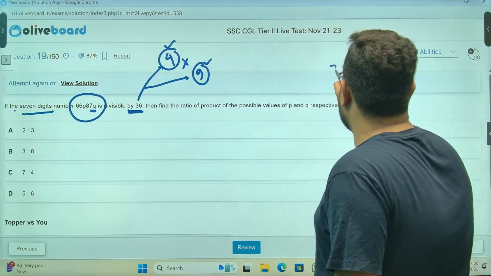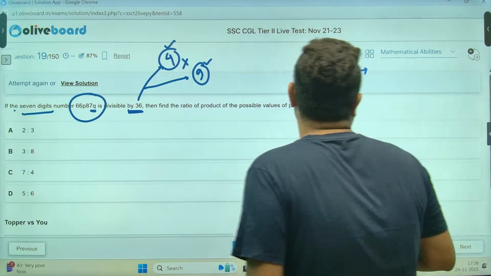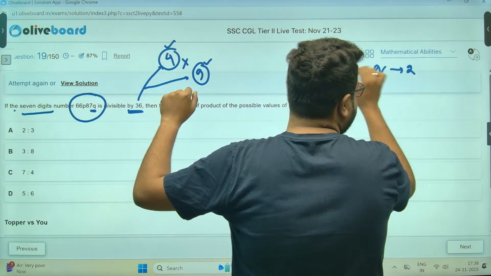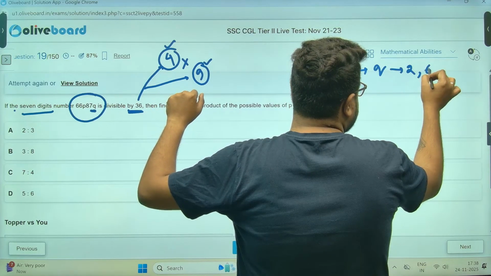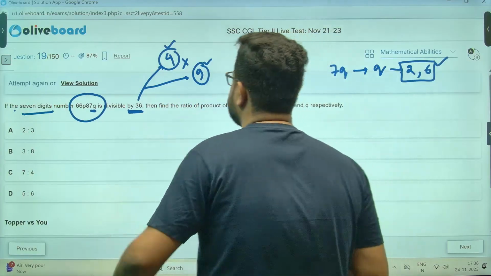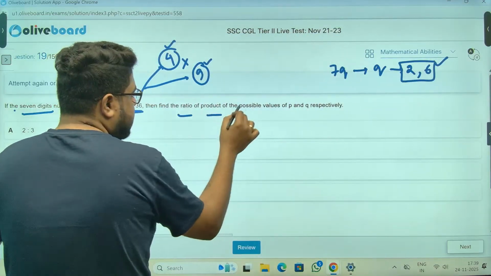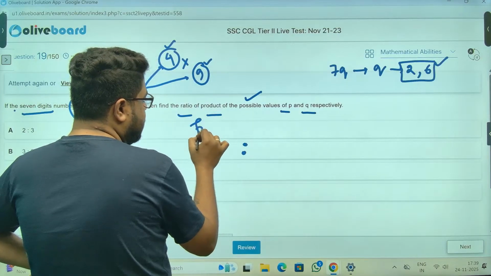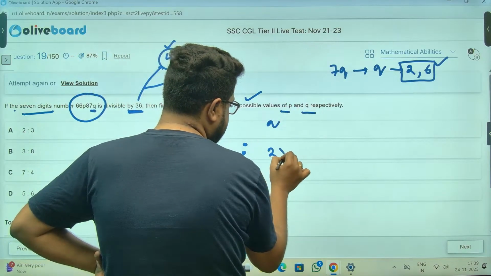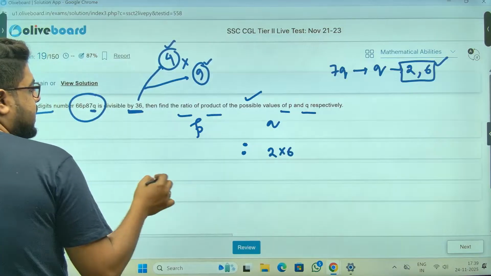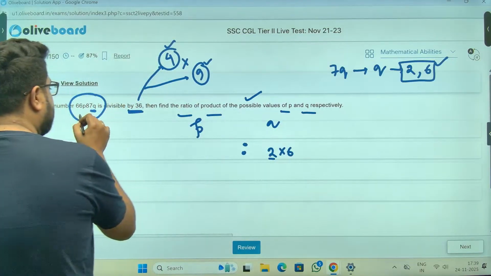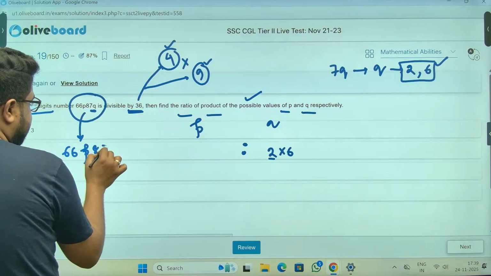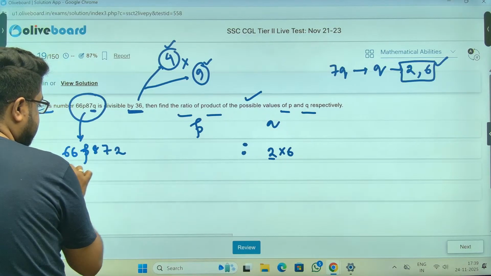So 7 and Q, that must be divisible by 4. So possible digits for Q, it can be 72, it can be 76, then 80. So there are 2 possible digits. Ratio of the product of the possible values, okay. So P and Q, so 2 into 6. What about P, sir? Now, if I take 2 and 6, I'll need to put here and check. 6, 6, P, 8, 7, Q, I'm taking 2 first.